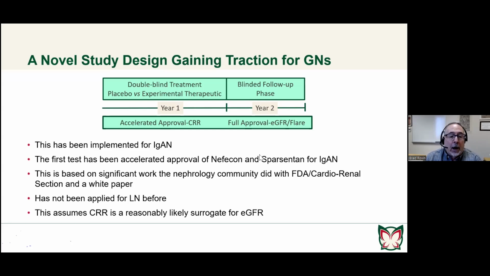This is feasible. We've had accelerated approval of these two drugs for IgA nephropathy. This was based on significant work with the nephrology community in conjunction with the FDA, and this is a different FDA subsection than what handles lupus nephritis. It has not been applied to lupus nephritis before. So I think what we need to do is start thinking about what's important to the patient over time, as Vibeke just showed us. And I think in lupus nephritis, what's really important to the patient is that they avoid dialysis or the need for kidney transplantation. And I'll stop here.